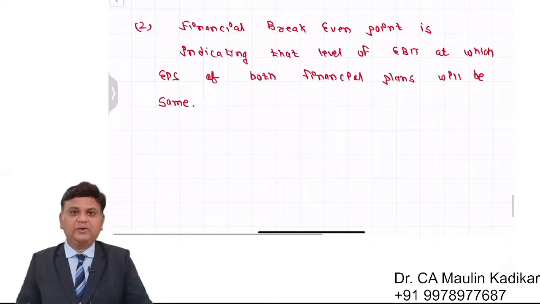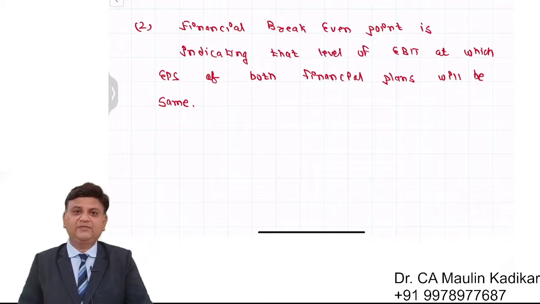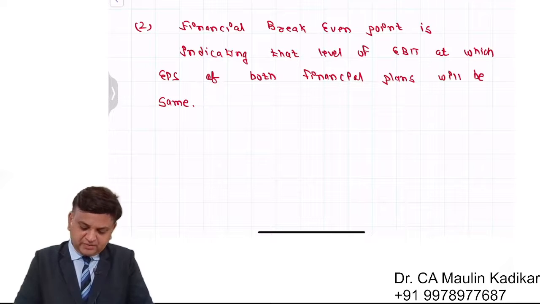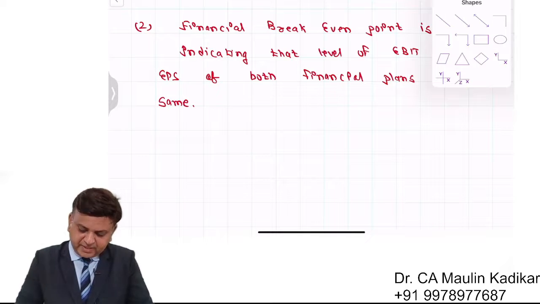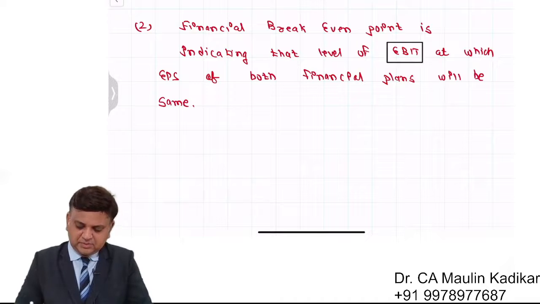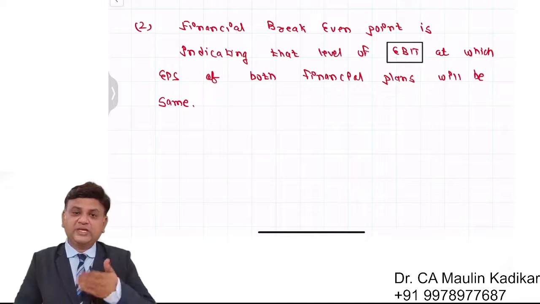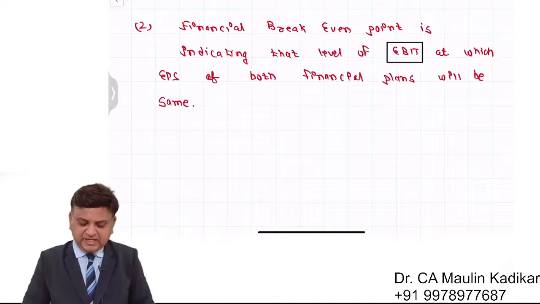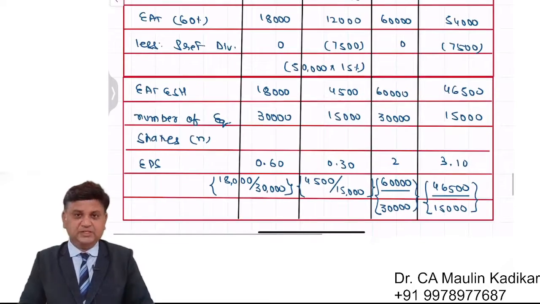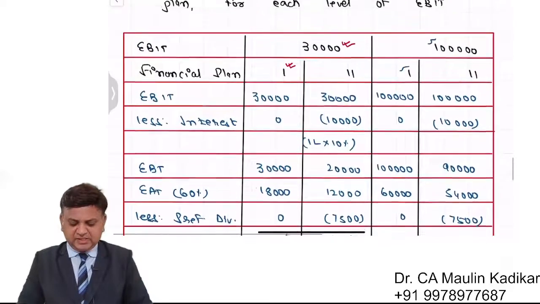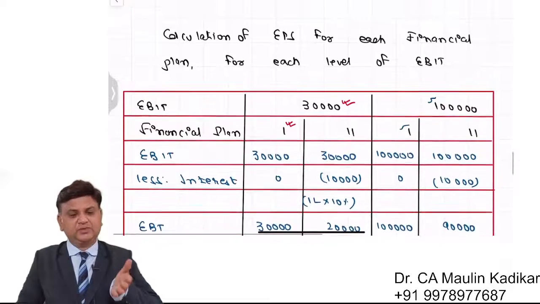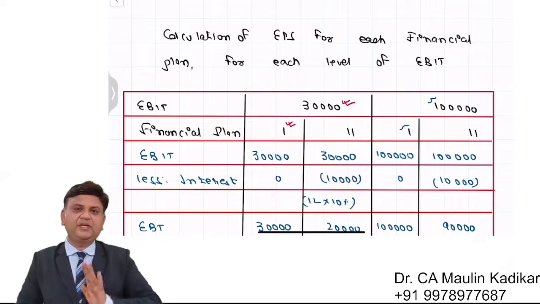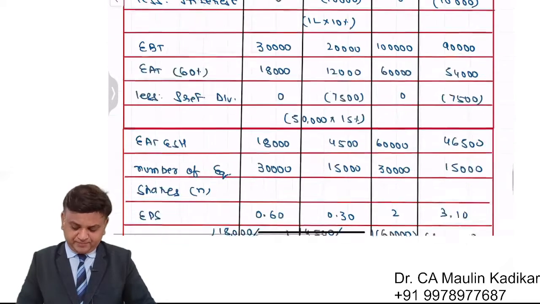So basically we are required to compute such level of the EBIT at which EPS of both the financial plans are same. That is the question. In order to explain the second part of the question, I take help of the first part of the figures. It is not necessary that we should be having the answer of the first question; only in that case can we compute the answer for the second one.